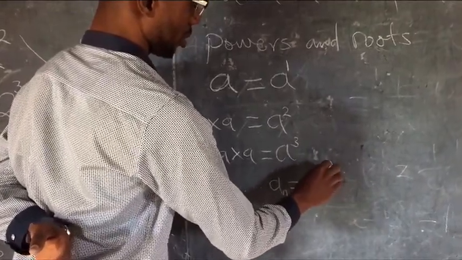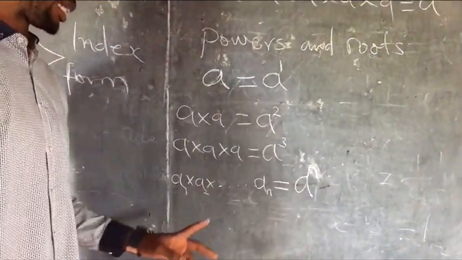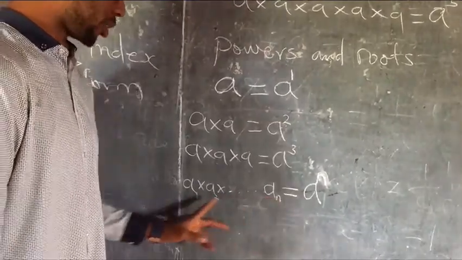A raised to power that number of times, right? We just see A raised to power that number. These ones are the positions, not different numbers.